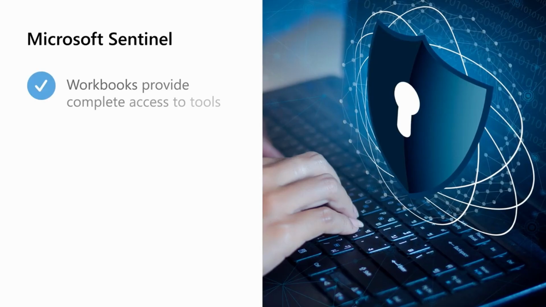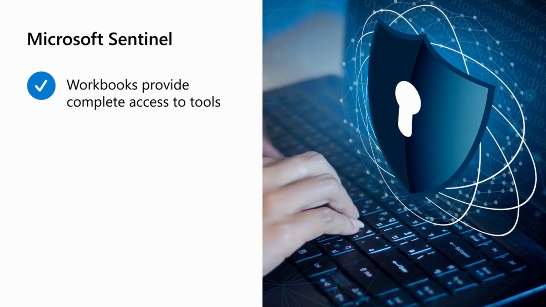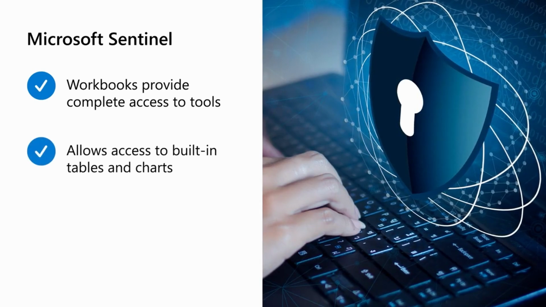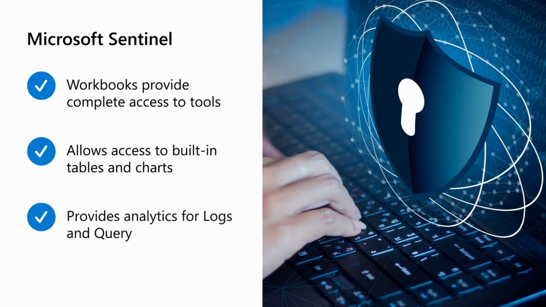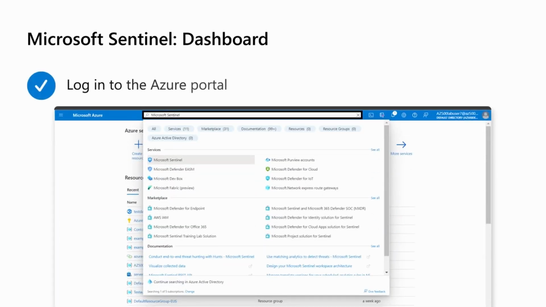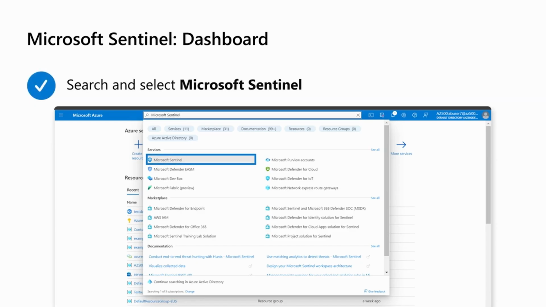Microsoft Sentinel provides workbooks that give complete access to tools available in Azure. With this, you can access built-in tables and charts to provide analytics for your logs and query. Let's consider analyzing your environmental activities in the Microsoft Sentinel dashboard. To do so, you must first log in to the Azure portal, then search for Microsoft Sentinel and select it.